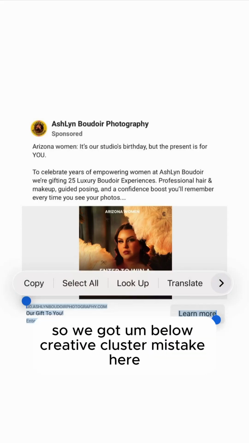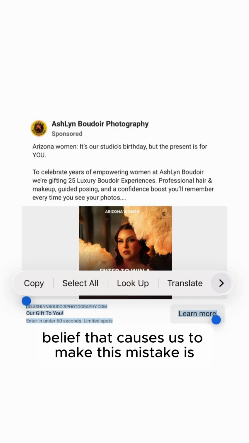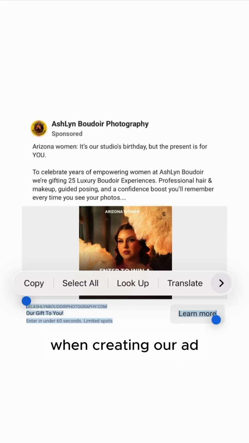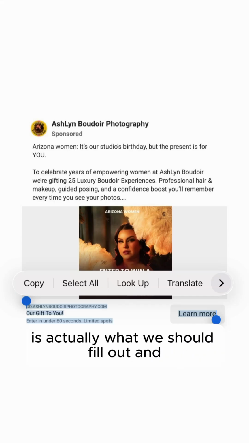So we've got the below creative cluster mistake here. The false belief that causes us to make this mistake is we're trusting that what Facebook tells us to fill out when creating our ad is actually what we should fill out.